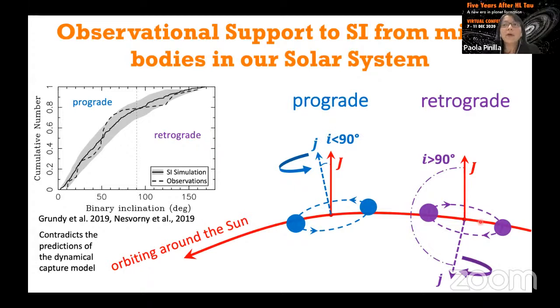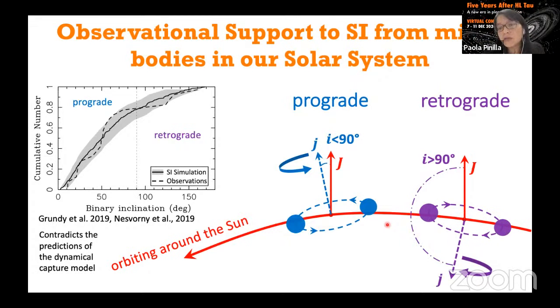And this comes from observations of trans-Neptunian binaries. Basically, these binaries can have two types of rotations. They can be prograde or retrograde. Just to give you an idea, if this is the orbit around the sun, the prograde movement is such that you have this rotation, then you have some inclination with respect to that vector. And retrograde is basically the opposite. You have the rotation in this direction.